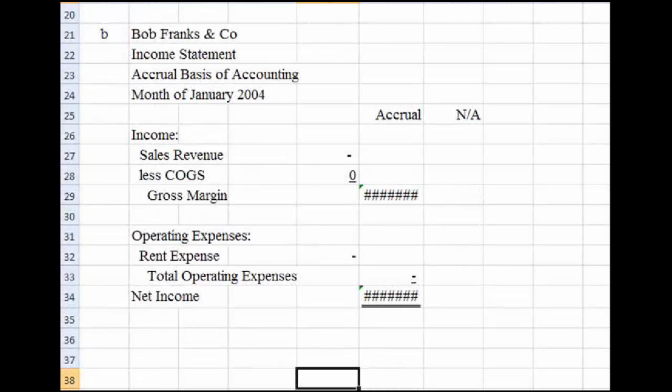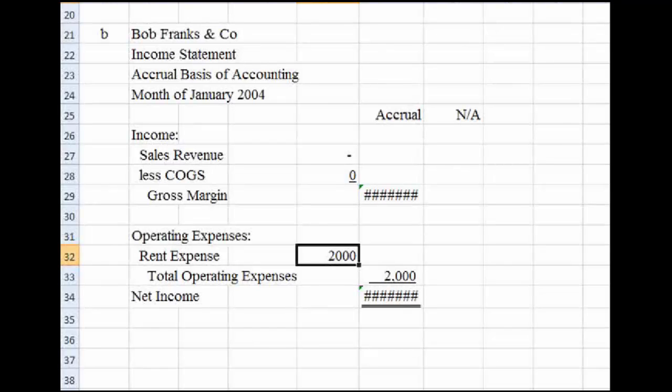Moving down to requirement B, we're going to do an accrual-based statement based upon the same input data. Again, the format is already put together on your screen, only this time I have labeled the columns accrual and not applicable. The first transaction is for January office rent, and on an accrual statement it doesn't matter when it's paid. What matters is what it's paid for. So since this is a January use of the money, it goes on the statement for January and on the rent expense line in the statement.